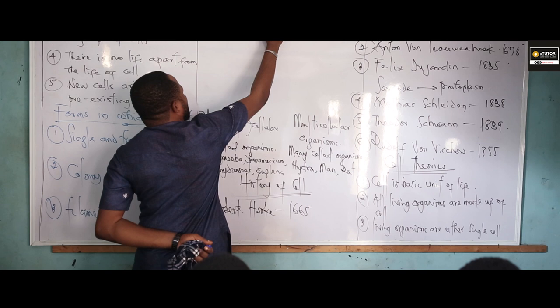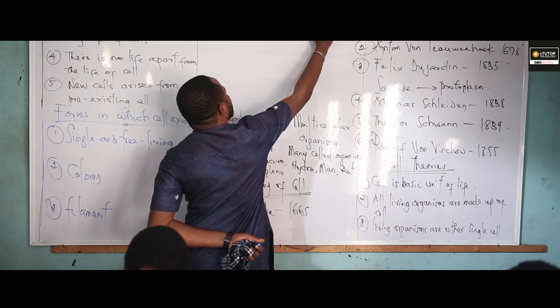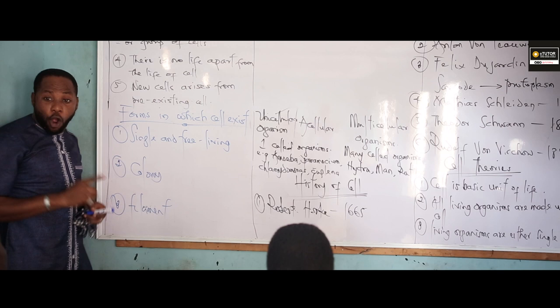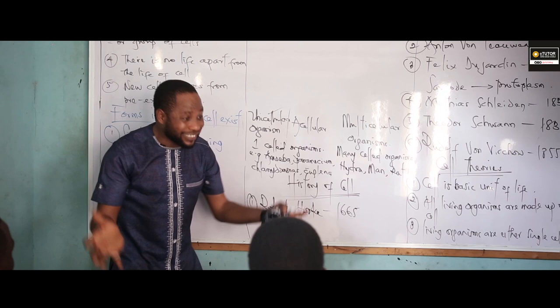As part of living organisms. Now, let me explain it. A cell can exist as a single, free-living organism. Meaning, there are some organisms that are made up of only one cell, or a single cell. And they are able to carry out all characteristics of living things.